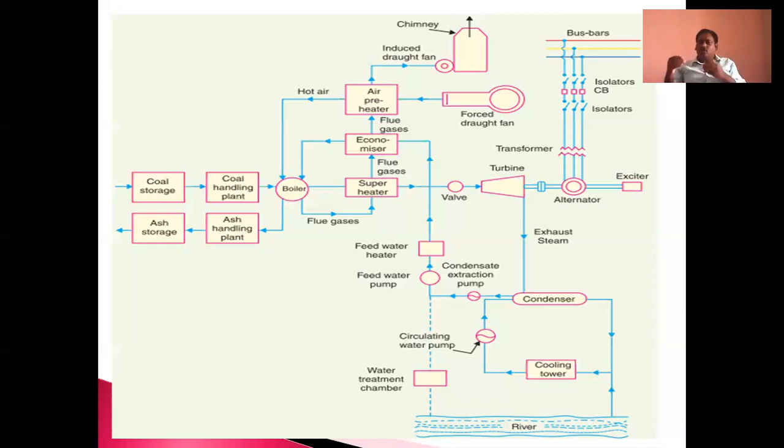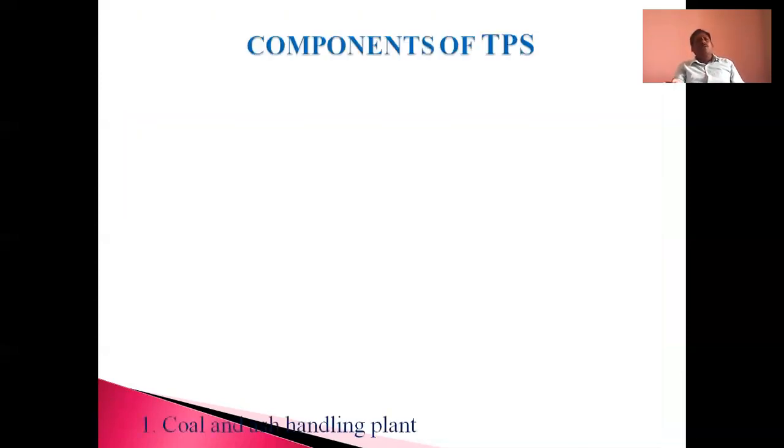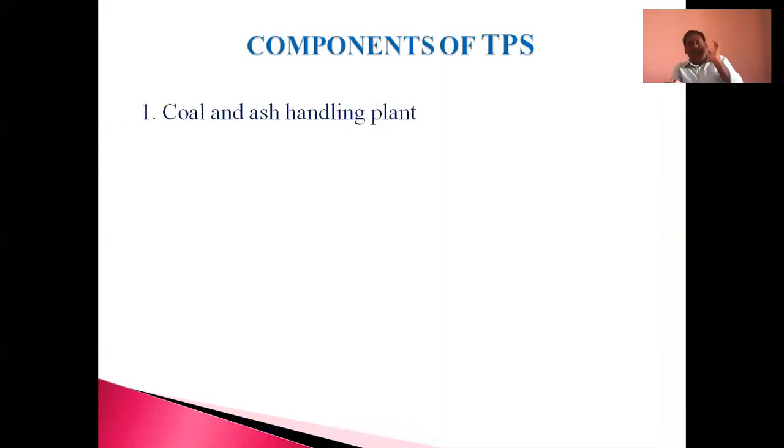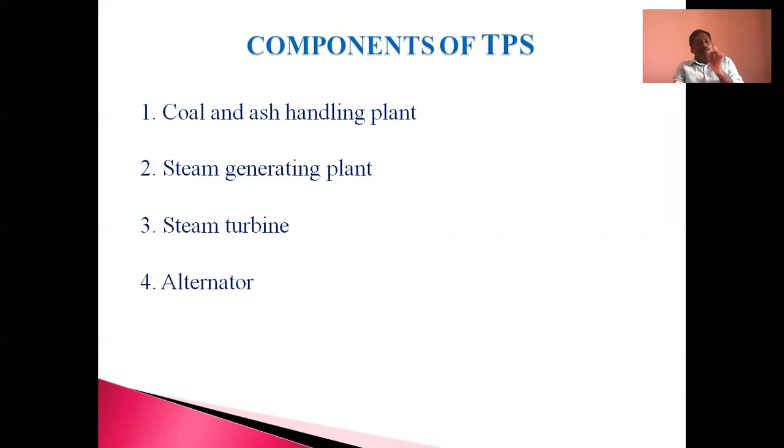After completion of two stages, in the final stage, electrical energy is obtained from the alternator. That's why here the TPS can be divided into 6 sections, which are 6 systems. What are those? First one, coal and ash handling plants. Next, steam generating plants, steam turbine, alternator, feed water, cooling tower, or simply cooling arrangement.